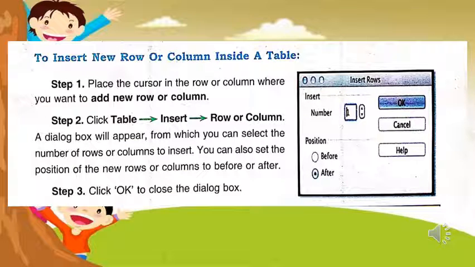To insert a new row or column inside a table, you have to follow some steps. First step, place the cursor in the row or column where you want to add a new row or column. Second step, click the Table option, then go to Insert and select the Rows and Columns option. A dialog box will appear from which you can select the number of rows or columns to insert. You can also set the position of the new rows or columns to before or after. Step 3, click OK to close the dialog box.